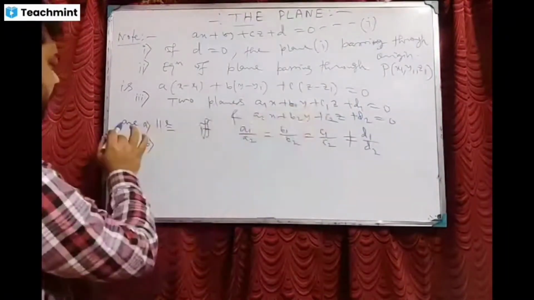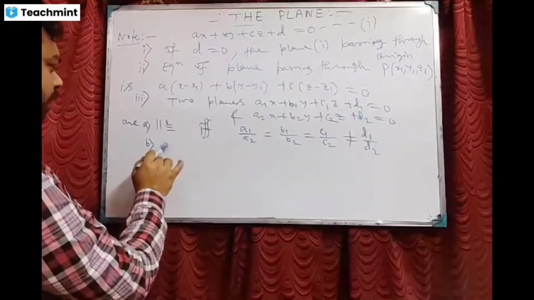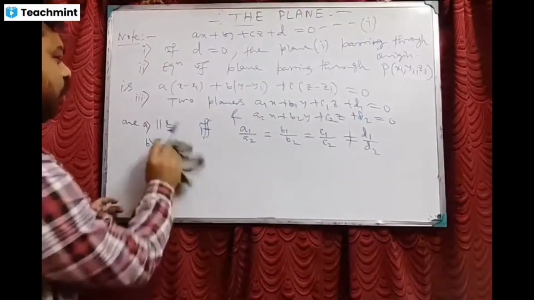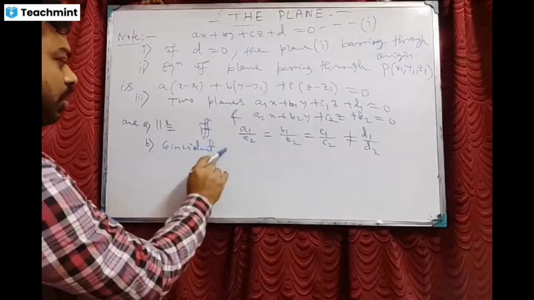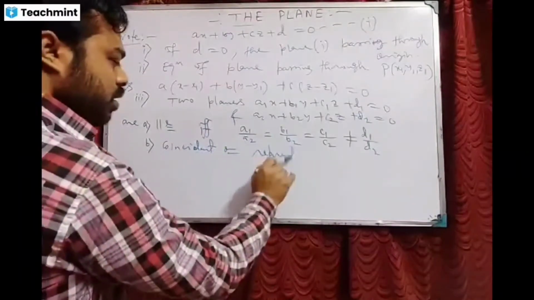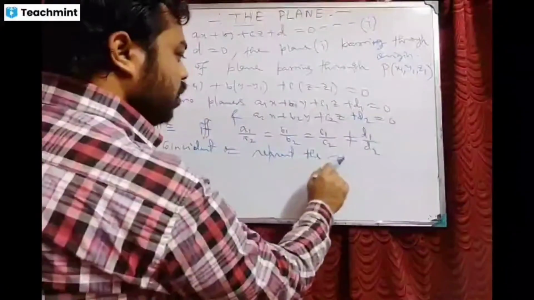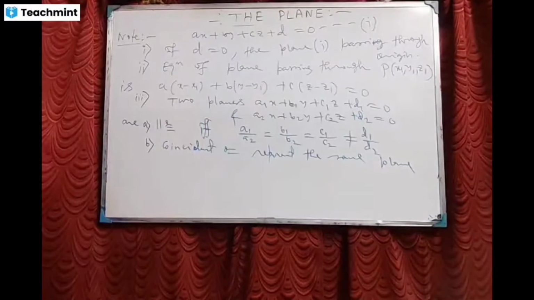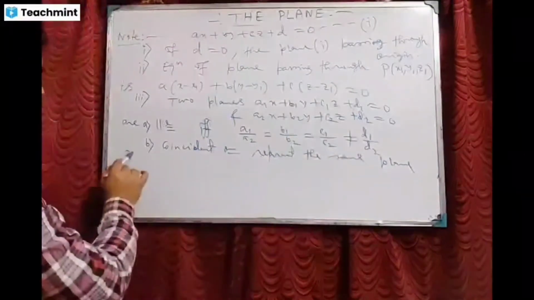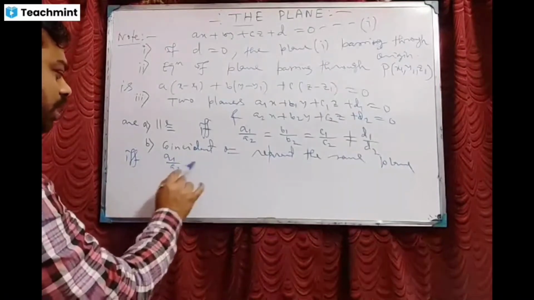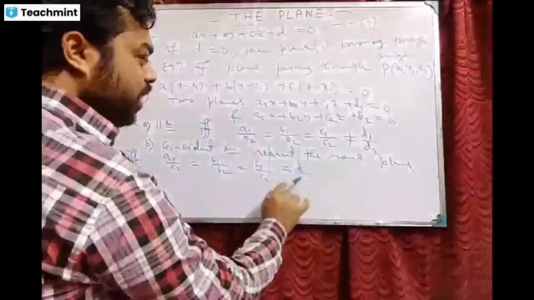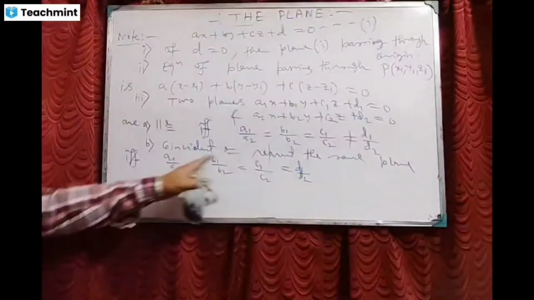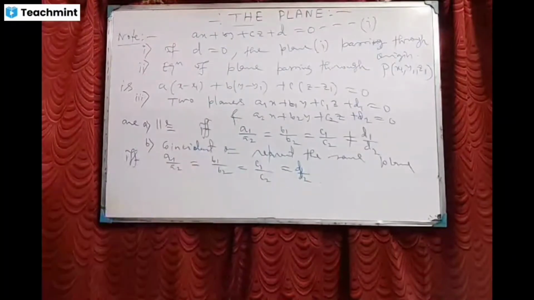Two planes this and this are coincident, or represent the same plane, if and only if a1 by a2 is equal to b1 by b2 is equal to c1 by c2 is equal to d1 by d2. So this is the coincident condition, or দুটো plane same plane হবে, the condition হচ্ছে this.